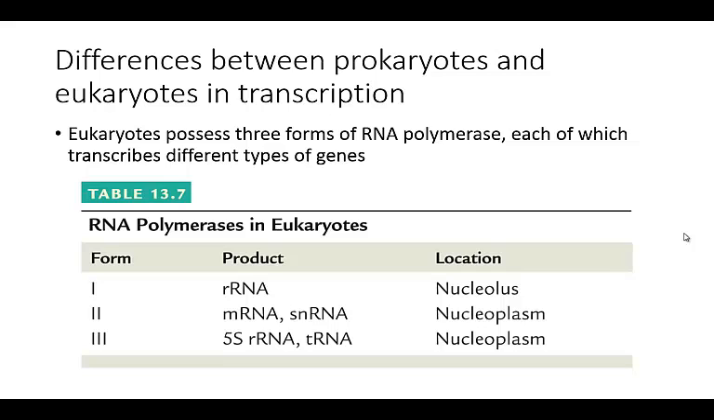So, some more differences. Eukaryotes possess 3 types of RNA polymerase. Each of these is going to transcribe different types of genes. The most abundant is probably RNA polymerase II. RNA polymerase II is responsible for making the mRNA as well as snRNAs. RNA polymerase I makes the rRNA, which is the ribosomal RNA. RNA polymerase III is responsible for the 5S RNA as well as the tRNAs. So as you can see, RNA polymerase II is the one we're going to find transcribing most typical genes.